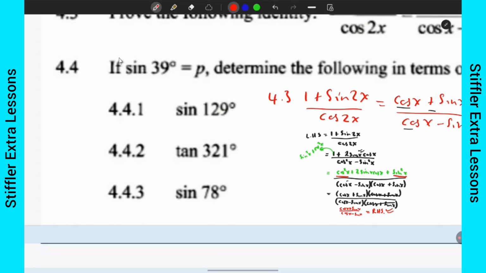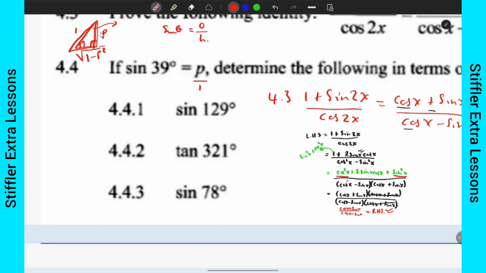If sine 39 is equal to p, so this type of question, you draw a diagram, which doesn't really need to be on a Cartesian plane. So what is the value of sine theta? We know that sine theta is equivalent to opposite over hypotenuse. So this p is the same thing as p over 1. So it means that our p is the opposite. So this is our 39, this is our 90, and this is our 1. So we can use the theorem of Pythagoras to find this unknown, which you can find to be root of 1 minus p squared. So what would be the value there?